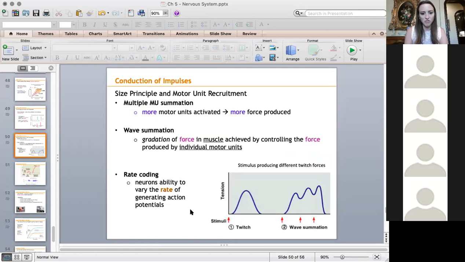And let's continue that topic with multiple motor unit summation. So how do we produce more force in the muscle? If one motor unit is active in the muscle, just like I gave an example of, that's not going to produce a lot of force. So if one motor unit in the bicep is active, I may not be able to do very much with just those fibers that contracted.